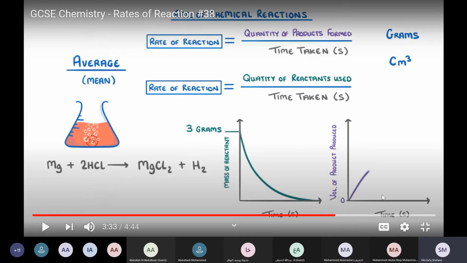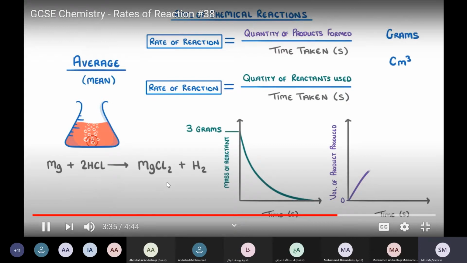It increases as lots of hydrogen is produced. Again, this rate is exactly like this rate. You will find they are the same rate. And after this, it will slowly decrease. The rate will slowly decrease until it becomes 0.